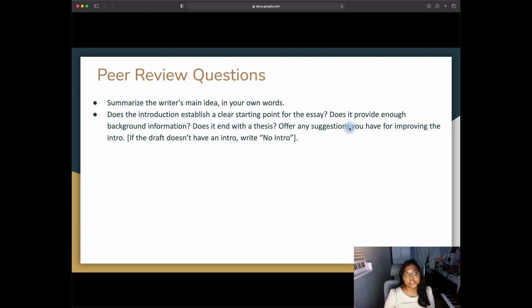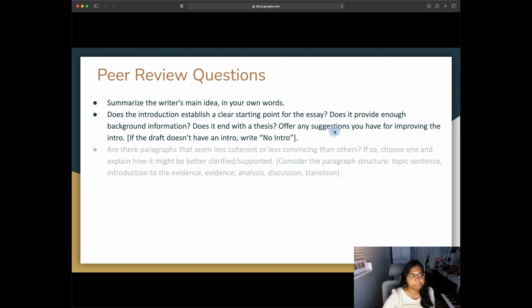An introduction shouldn't be too brief. It should give enough background information so that a reader can understand the topic, and then it should have a clear thesis that tells the direction of the paper.